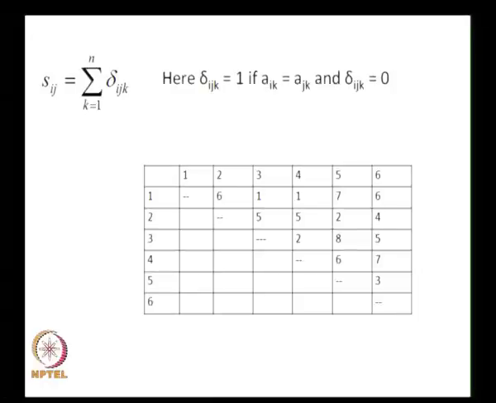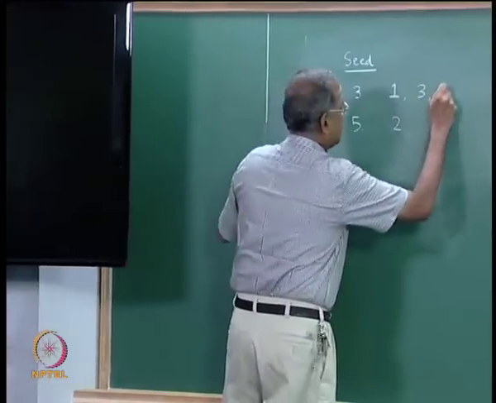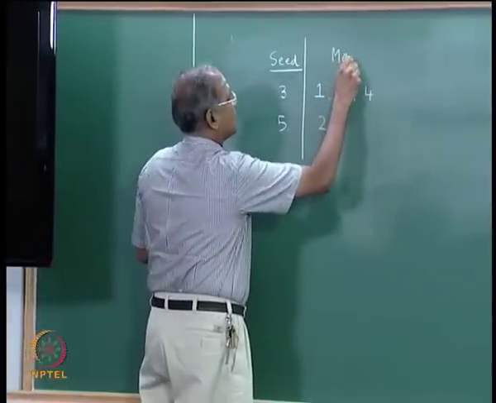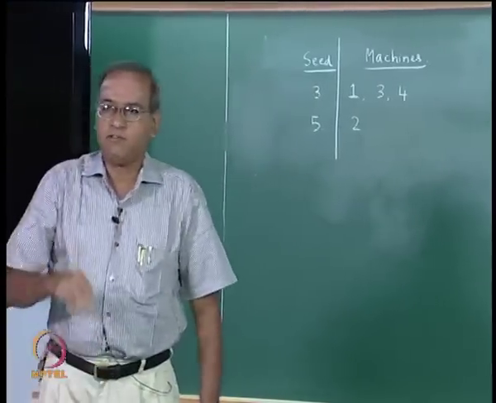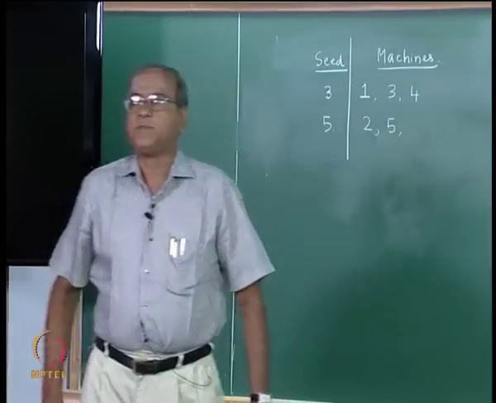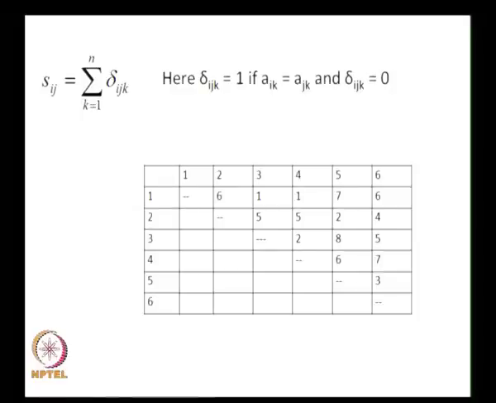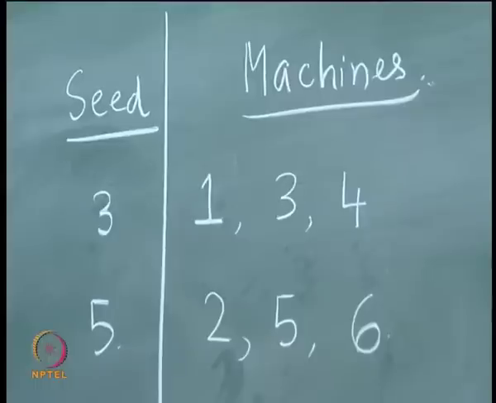Machine number 4, 4 to 3, the distance is the same as 3 to 4, which is 2, 4 to 5 is 6. So, 4 to 3 is 2, 4 to 5 is 6, it will go to 3. So, 1 3 4. Five is a seed, so 5 will go to itself. 6, 3 to 6 is 5, 5 to 6 is 3. So, 5 to 6 is smaller, so 6 will go to 5. So, now we have a solution which has 2 machine groups with 1 3 and 4 as one, and 2 5 and 6 as the other.